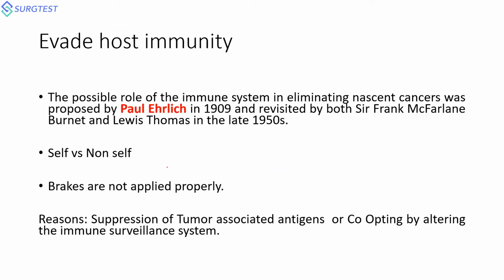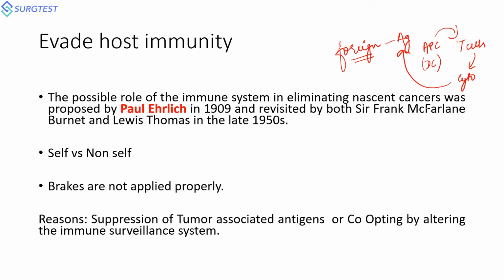The next important hallmark would be evading your host immunity. Your tumor cell is always your foreign element. So whenever the body identifies a foreign element, your antigen will be picked up by your antigen presenting cells, which is your dendritic cell here, and they will be presenting it to your T cells. Your T cells will be secreting your cytokines to destroy your antigen. This happens for any normal foreign antigen. Your tumor cell is also your foreign antigen. So this should also have some elements which will be picked up by your antigen presenting cell, which will be presenting to your T cells.